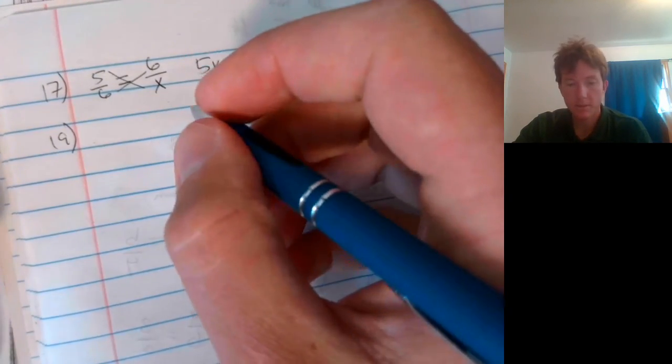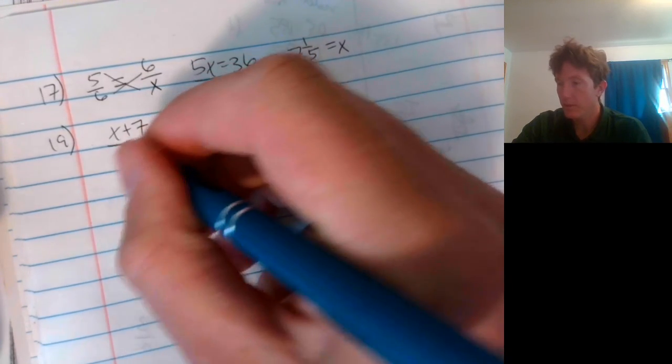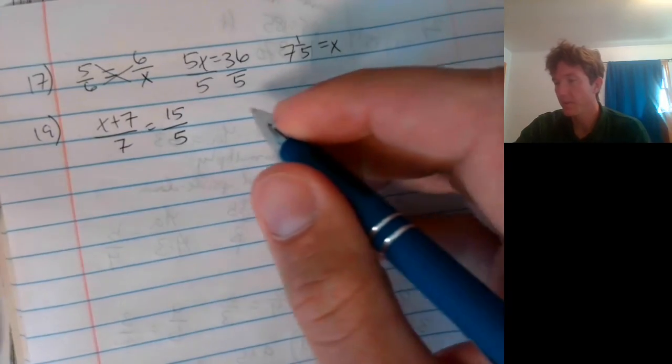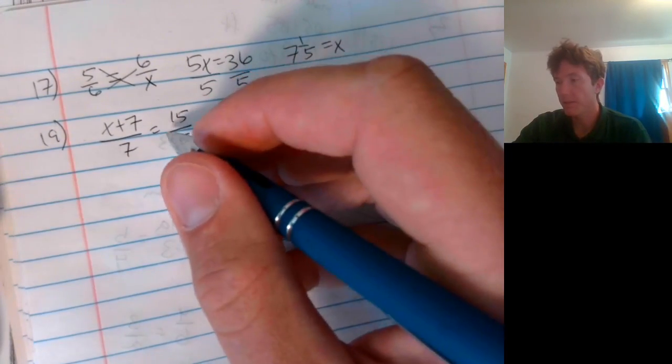Number 19, x plus 7 over 7 equals 15 over 5. Okay, two ways I can do this. The first, I'll just simply cross multiply.